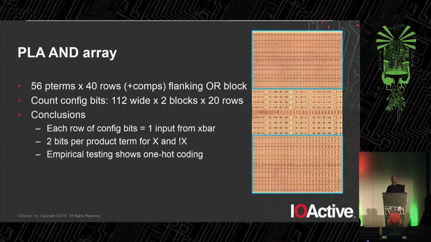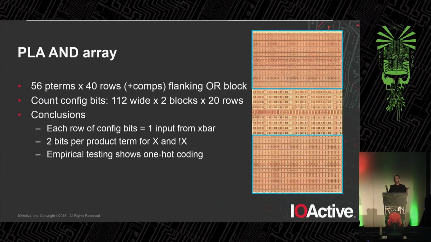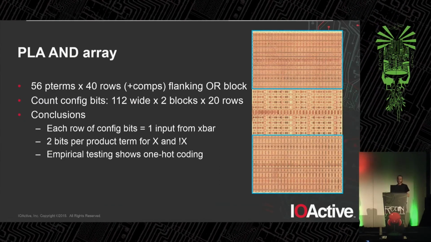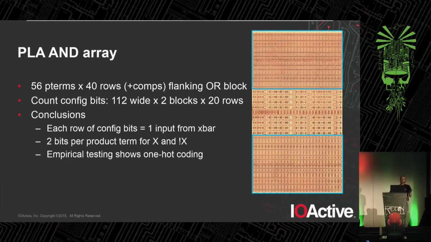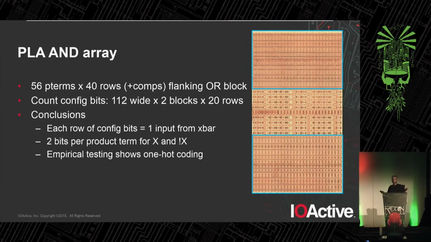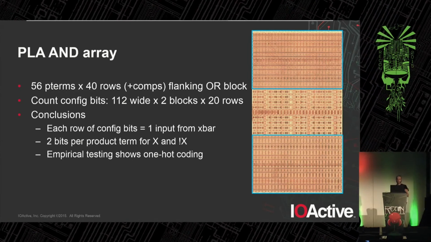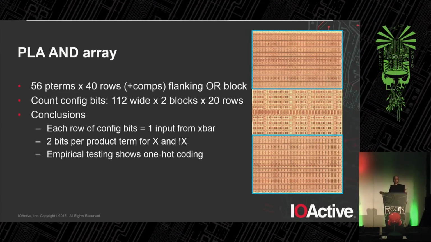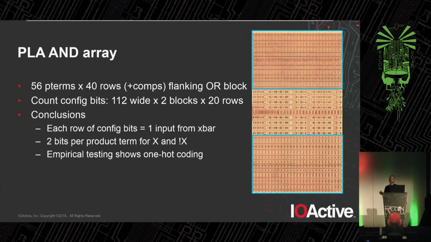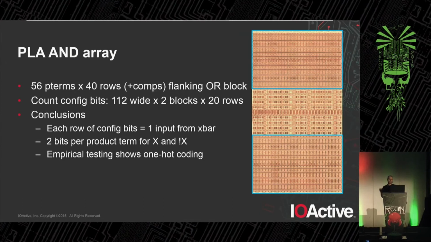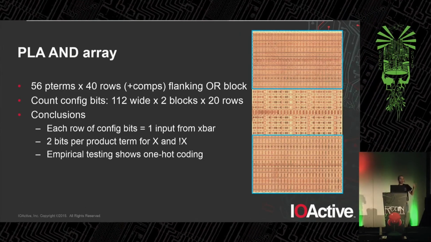So if we take a closer look at the AND array, we know that there are 56 product terms. We know that there are supposed to be 40 rows and 40 complemented rows, for a total of 80. If we count how many SRAM cells there are, we'll see there's 112 bits wide, which is 56 times 2. There are 2 blocks of 20 rows each. So the conclusion is that since we know there are 40 inputs coming in from the crossbar, we've got 2 blocks that are each 20 rows high. Each row probably corresponds to 1 row of input. And then we know that the width of the array is double 56, so there's probably 2 bits per product term. One selects X, one selects not X, or maybe some sort of other code.